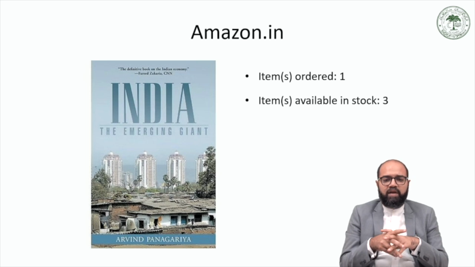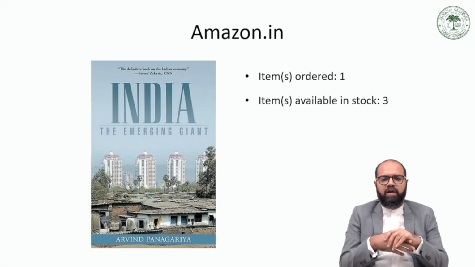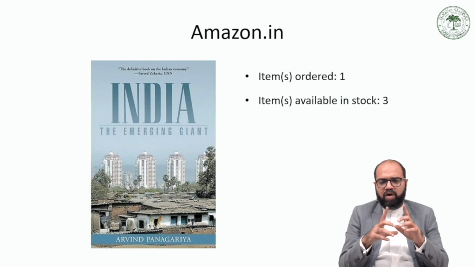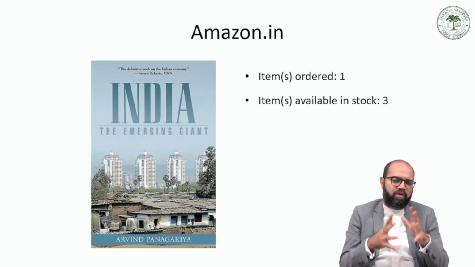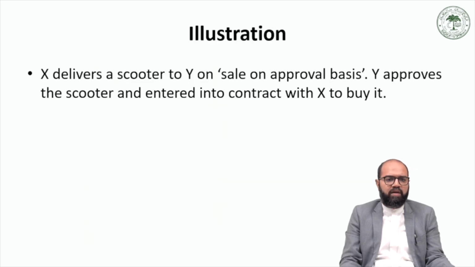So here it is like the buyer who gives his assent to the seller to appropriate 1 book out of the stock of 3 to his contract. So here the appropriation is implied appropriation by the seller with the assent of the buyer.